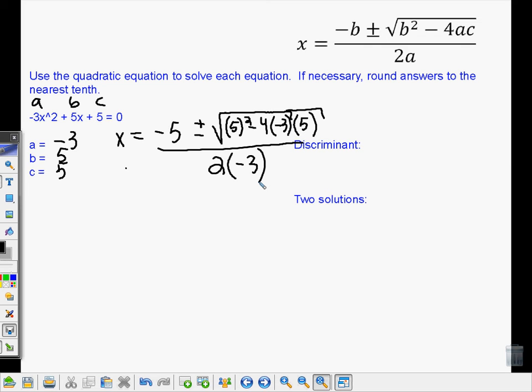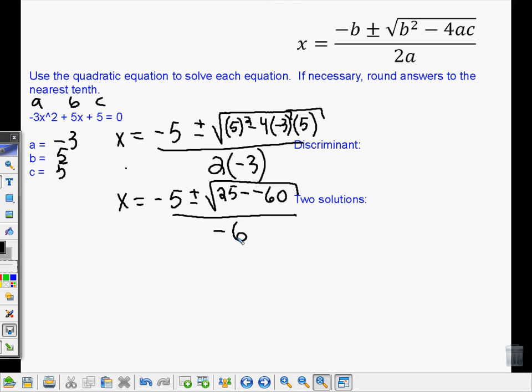Okay? So again, we have x equals, we have the negative 5, plus or minus. Now, in the square root, we have 5 squared. We know that's 25. Minus 4 times negative 3 times 5. Let's put that in our calculator. 4 times negative 3 times 5. We get negative 60. So we have minus negative 60 divided by 2 times negative 3, which is negative 6.